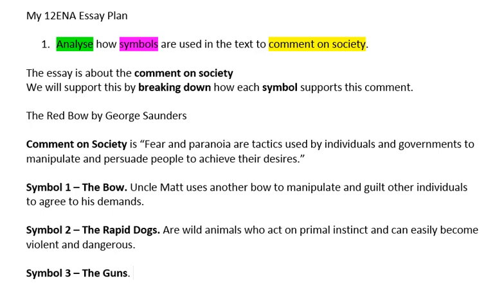And if we were looking for a possible third symbol that could also talk about how we respond and how we are persuaded to do things when under fear or paranoia, you can simply look at the guns used in the story as well. These are carried around by Uncle Matt as he prepares to kill the dogs.